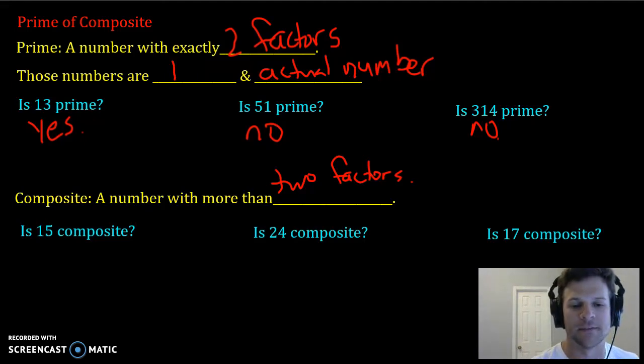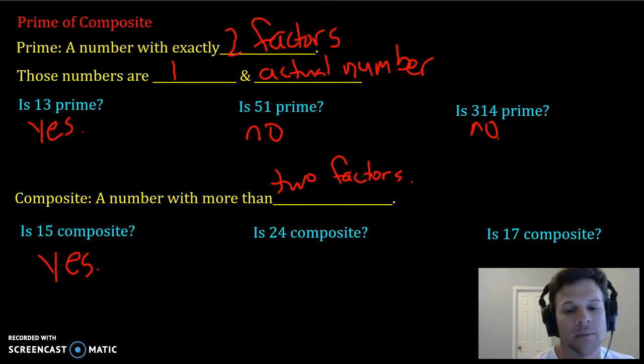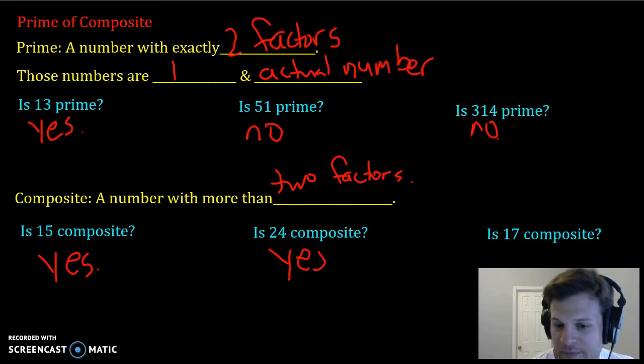So let's look and see if 15 is composite. 2 doesn't work to divide into it. 3, 1 plus 5 is 6, so yes, 3 works, which means it is not prime, therefore it has to be composite. These numbers are either only prime or they are only composite. There is no other in between for these two options. Is 24 composite? Well, the last number is even, which means 2 works, so yes. 24 is composite.